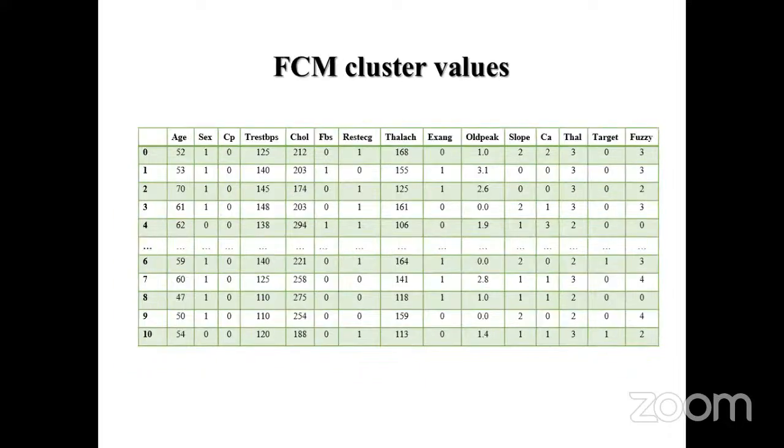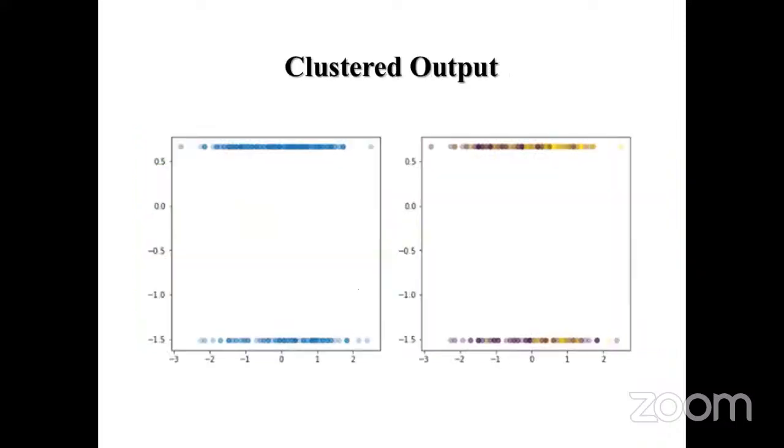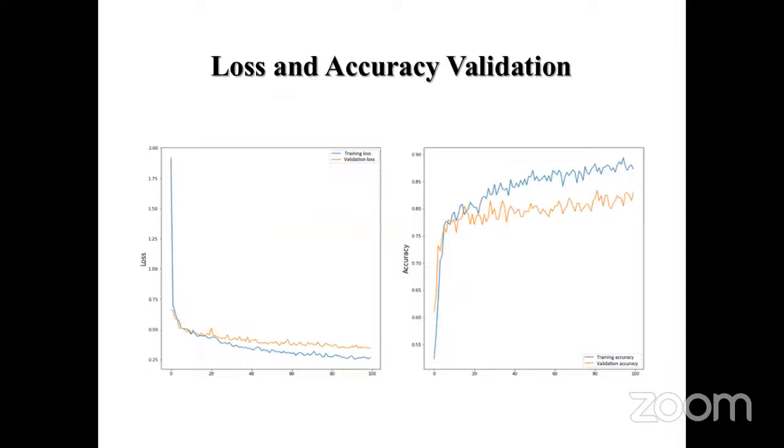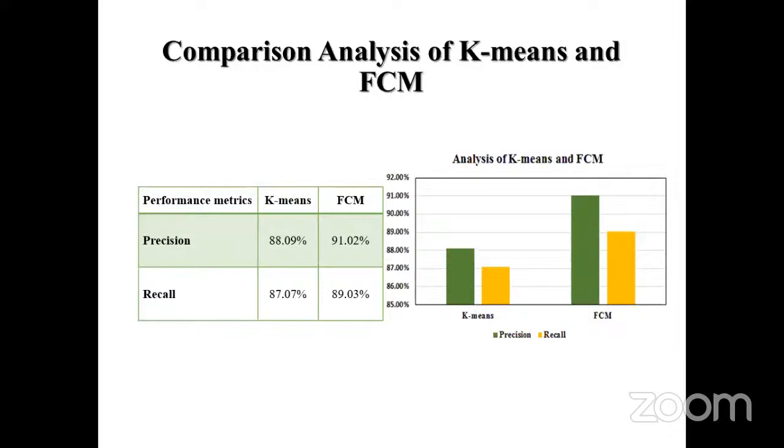Then, using fuzzy C-means clustering, we group the data into several age groups. Finally, it will show the result. Using the fuzzy C-means algorithm, the accuracy will be very high compared to existing works. So this is the comparison analysis of K-means and the fuzzy C-means algorithm. The accuracy is very high for the fuzzy C-means algorithm.